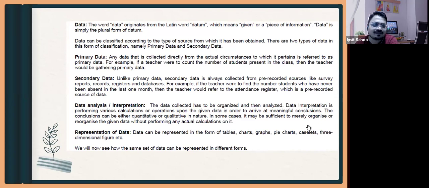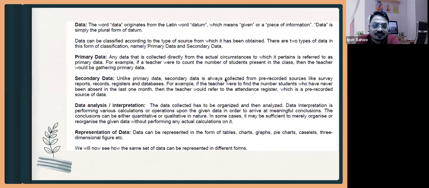So what is primary data? Let us say you are collecting some data. Let us say you are present in a class. I'll be taking the number of students present in this class. So let us say there are 15 students present. So that will be direct data.